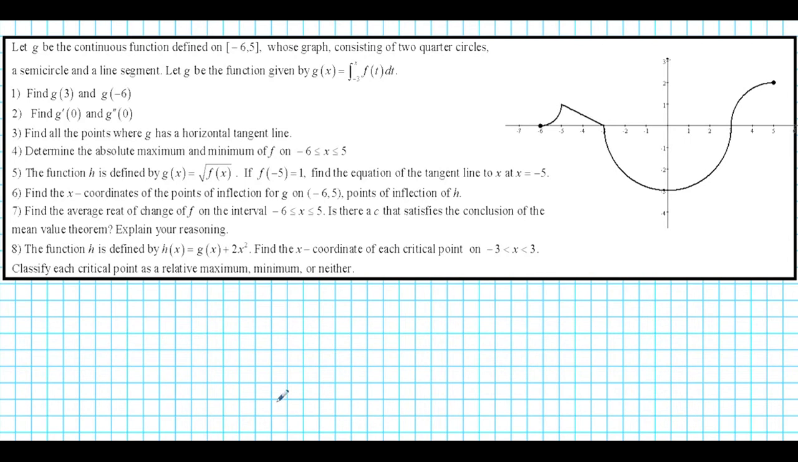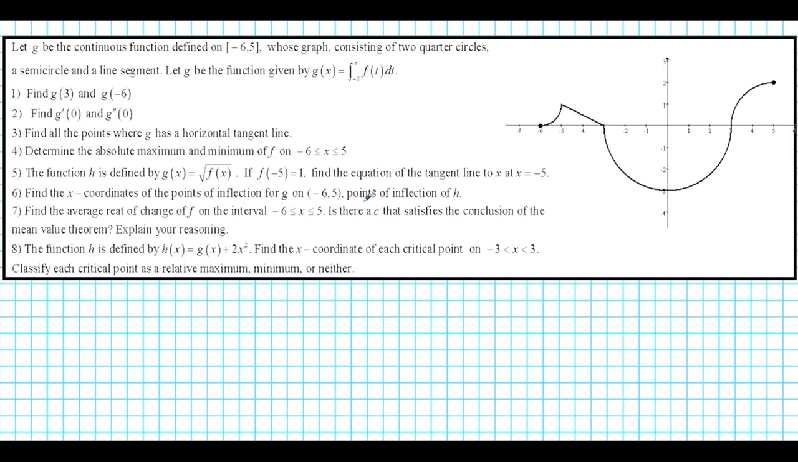So it says, let f be the continuous function defined on the interval -6 to 5, whose graph consists of two quarter circles. As you can see here, there's a quarter of a circle, a quarter of a circle, a semicircle, this entire graph right here is a semicircle, and a line segment. So there goes your line segment. Let g be the function given by g of x equals the integral from -3 to x of f of t dt. So let's take a look at part one.